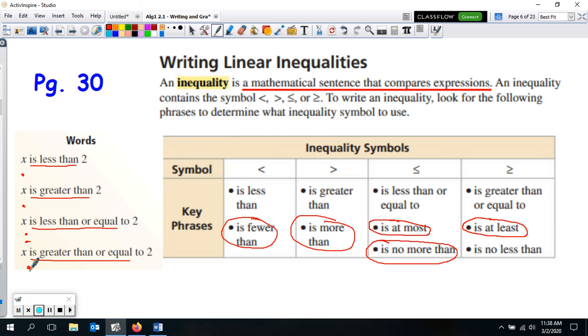So that's going to be going underneath here. "Is at least." X is at least 2. We'll be using this symbol, greater than or equal to symbol. Or "is no less than." There's another way you might describe it as well. So write those down underneath these words ones here that is in that core concept on page 30.